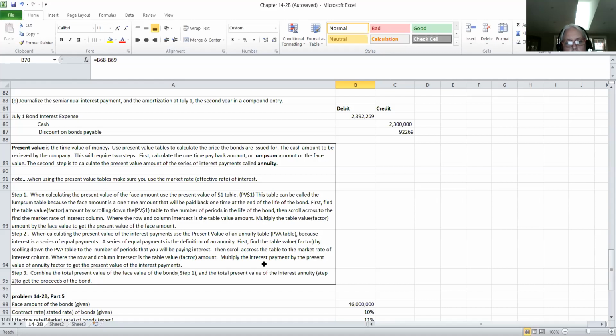You're going to multiply this table value factor amount by the interest payment to get the present value of the interest payments. And finally, in step number 3, we're going to add what we got in step 1 to step 2, and that will give you the proceeds of the bonds that were given.